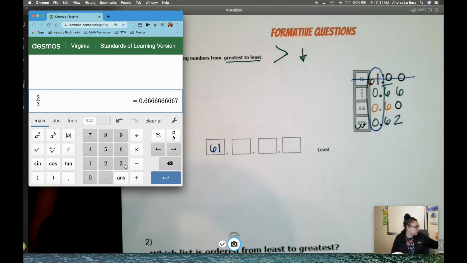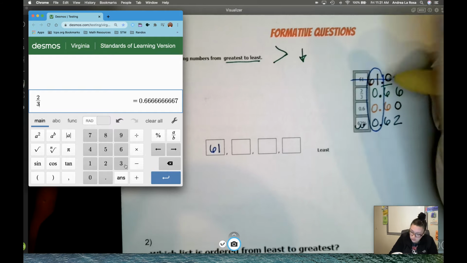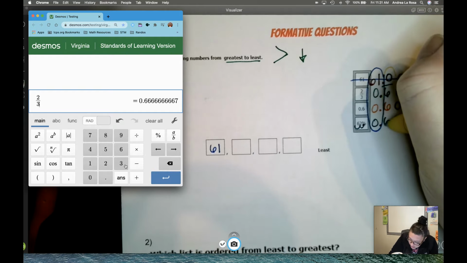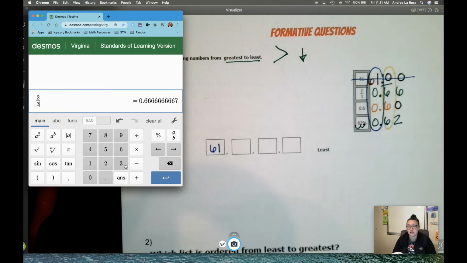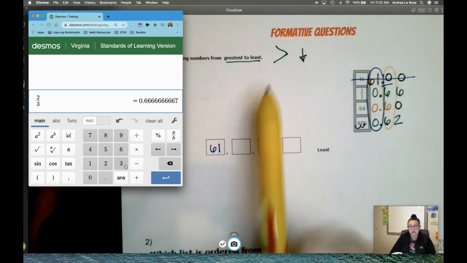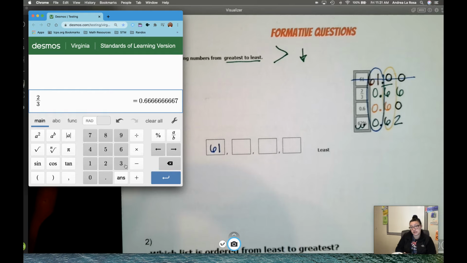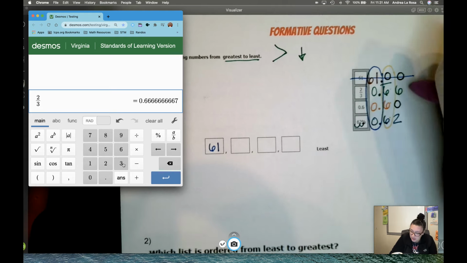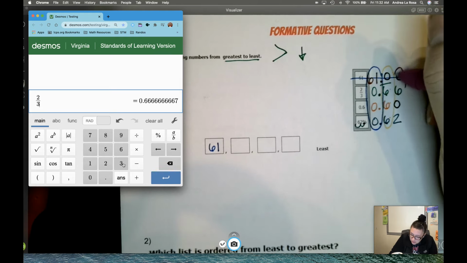Then I go on to my next place value. I'm looking in the tenths, right after my decimal point. And again, I'm going from greatest to least. I want to see which one of those numbers is biggest next. I have a 6, a 6, and a 6. They're all the same place value. So I have to move on. I can't stay there. I have to go to my next place value, the hundredths.